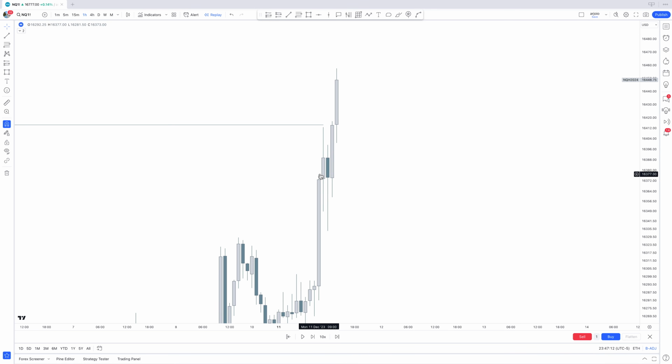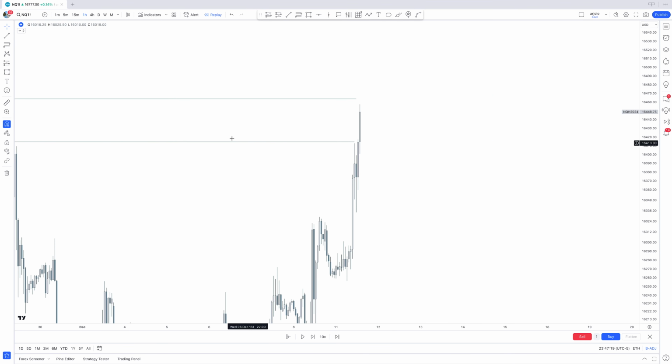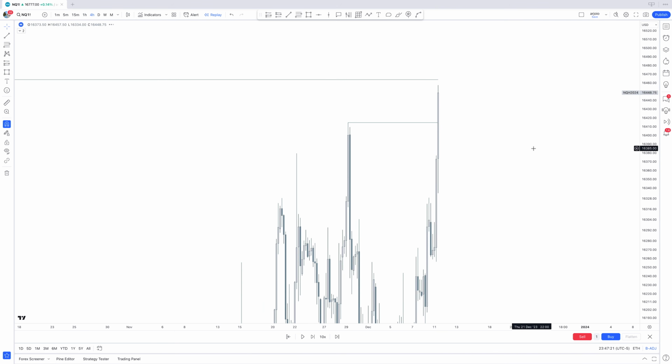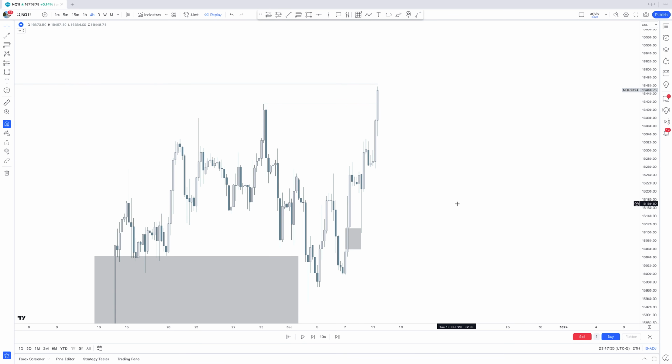Because after we take that draw on liquidity, both those draws on liquidity actually, then what do we do? Which fair value gaps do we use right now? Because we have quite a few fair value gaps to choose from right here. So what do we actually do right now? This is where the flood concept now comes in, plus the fair value concept.